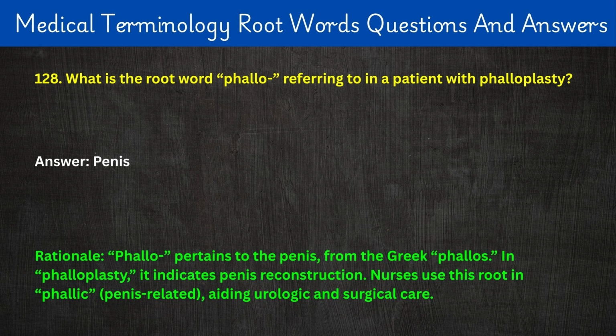128. What is the root word phallo- referring to in a patient with phalloplasty? Answer: penis. Rationale: Phallo- pertains to the penis, from the Greek phallos. In phalloplasty, it indicates penis reconstruction. Nurses use this root in phallic, penis-related, aiding urologic and surgical care.